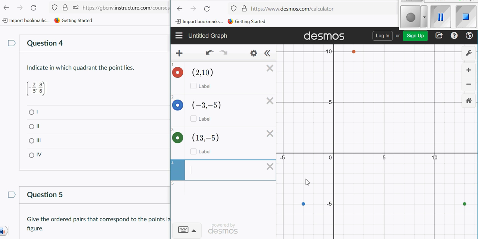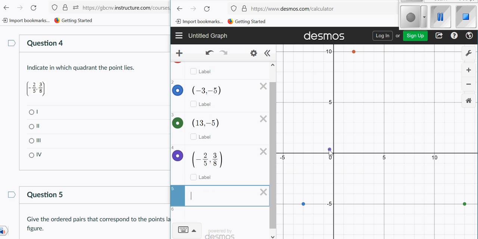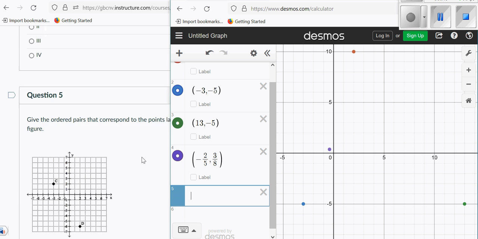We may confirm that. So you do -2 divided by 5, and then here 3 divided by 8. See, the point is right here. It shows up. So this website is a very nice website. Okay, let's see question 5.